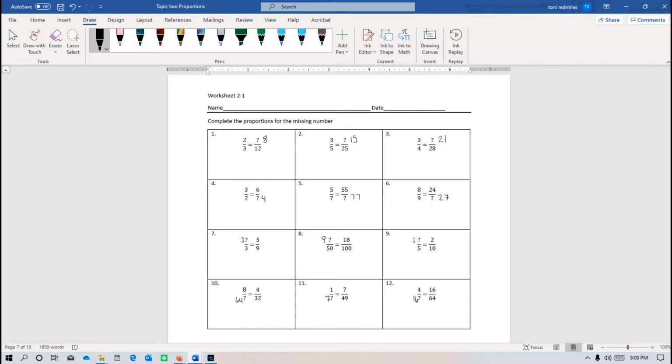This video is for the class Discovering Pre-Algebra Part 2, and in this worksheet 2.1 we're looking at some proportions.